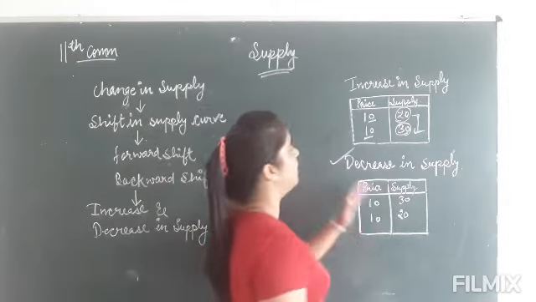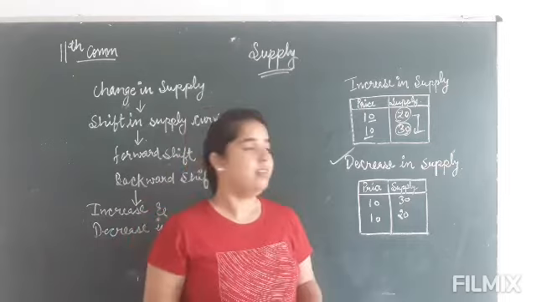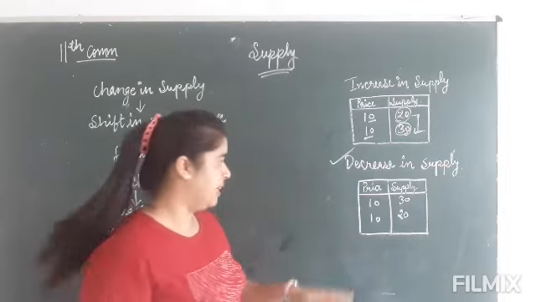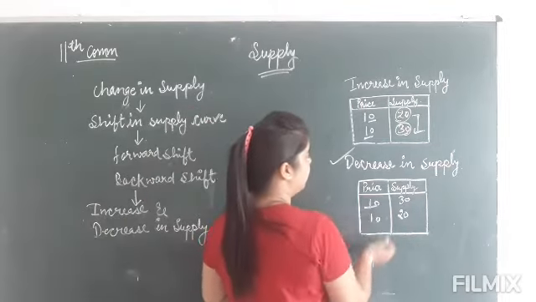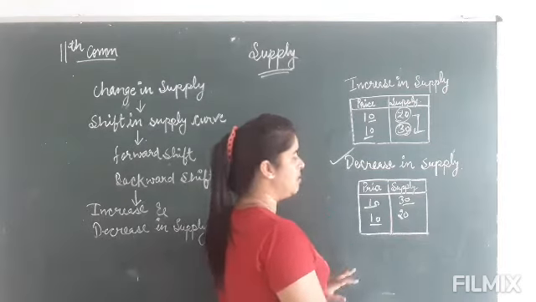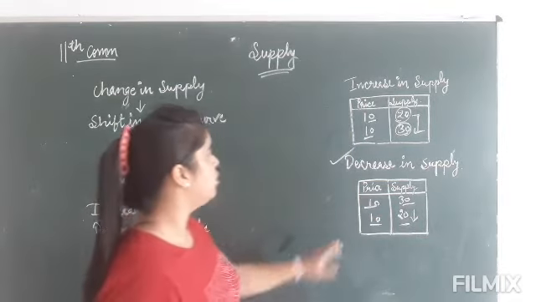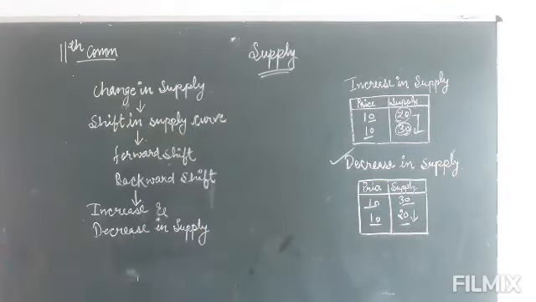Now second is decrease in supply. Decrease in supply means price is similar but still the supply decreases. For example, if price is 10, supply was 30 and price remains the same but supply goes down to 20. We can also see this in the curve.